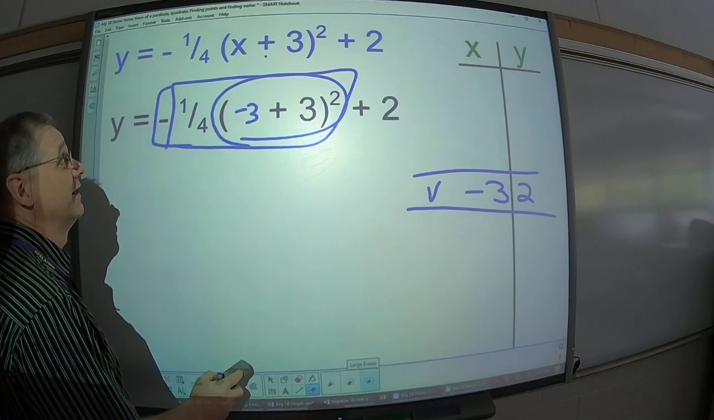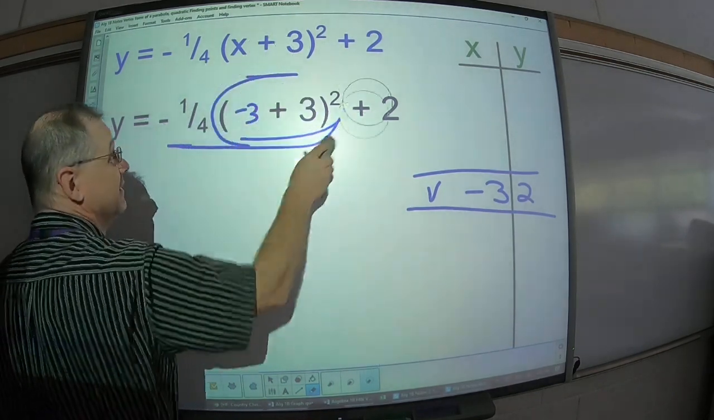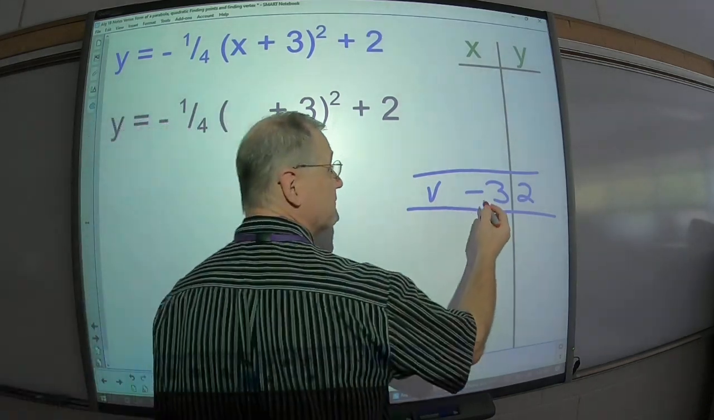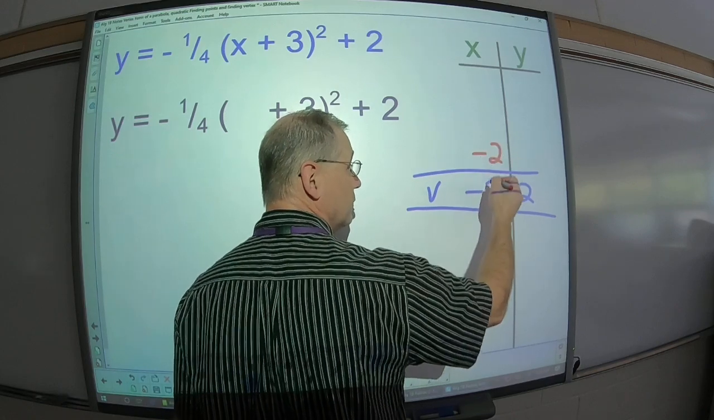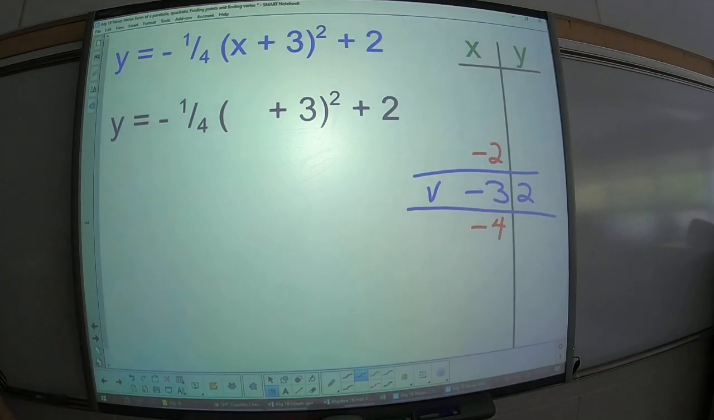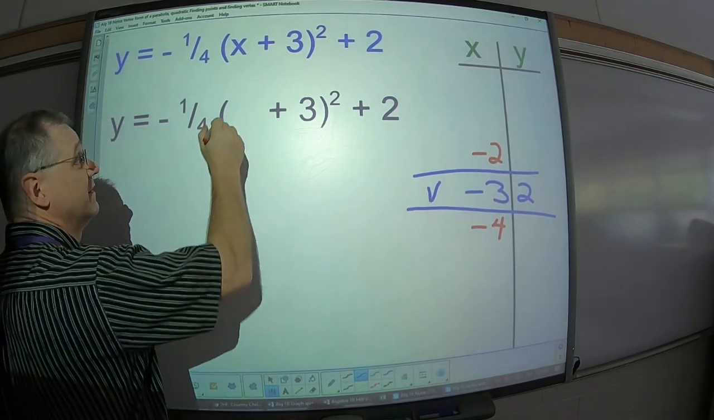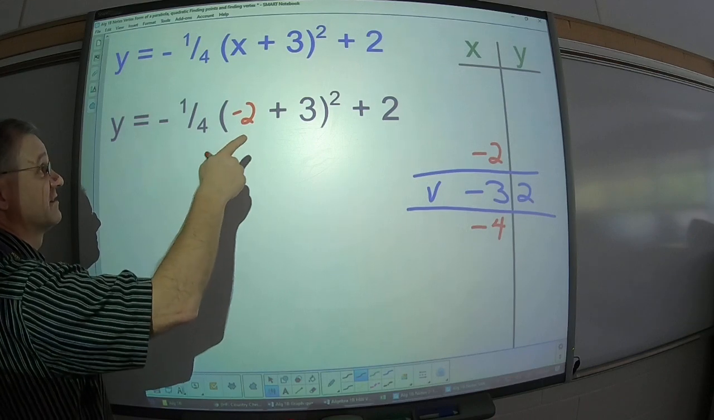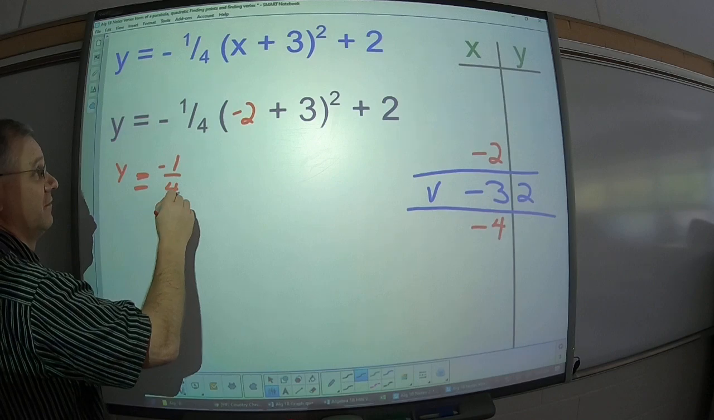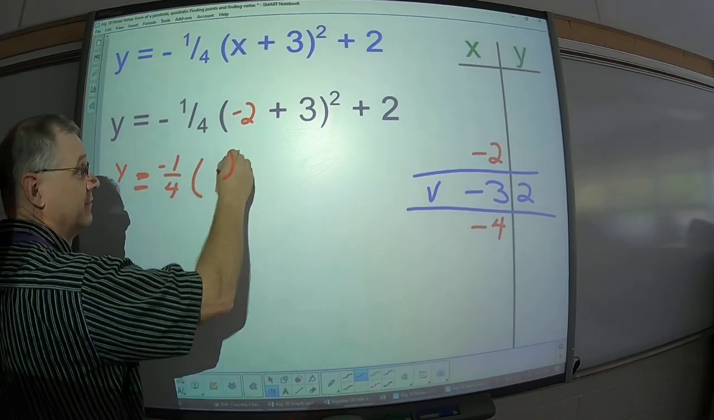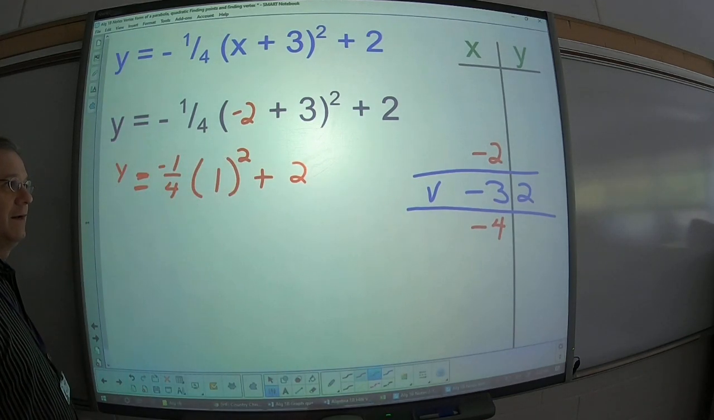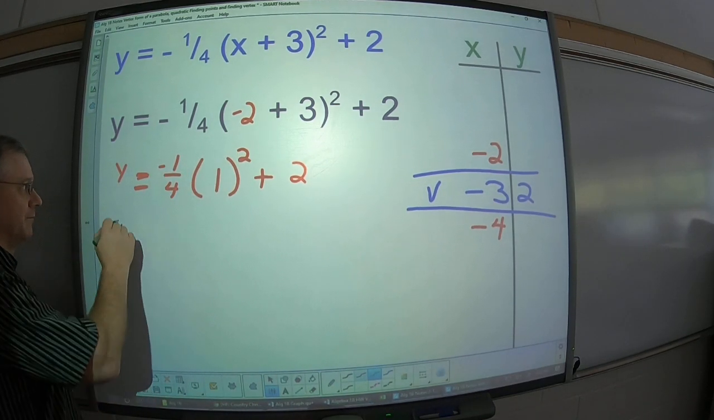Let us try a value above and below. So, for example, if I went up 1, that's -2. If I went down 1, -4. Now those should come out to the same value. Let's try it. -2 plus 3 is 1. All right. What's 1 squared? 1.